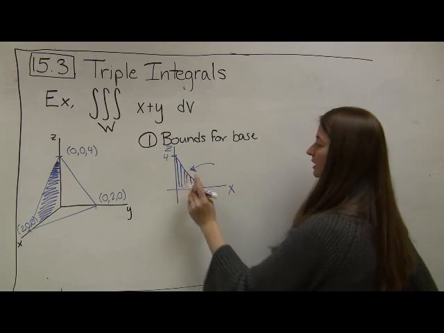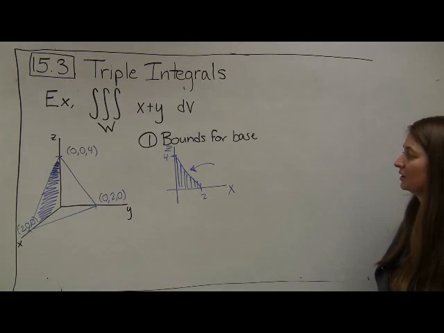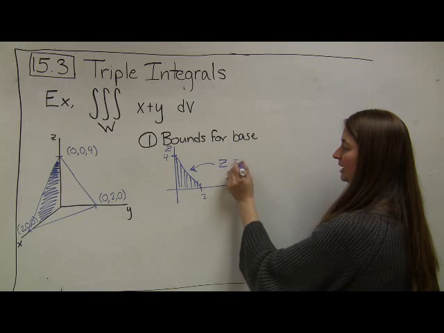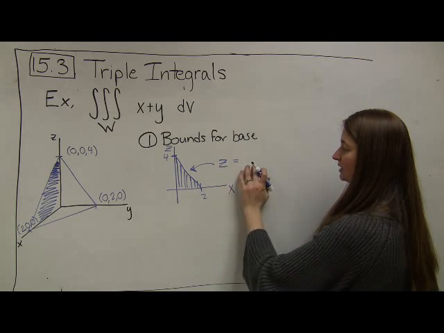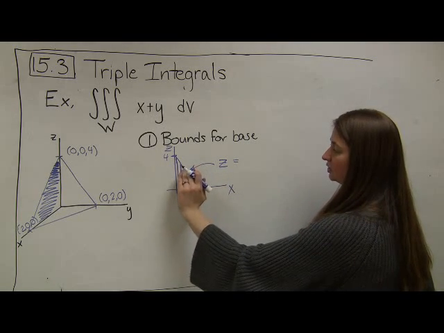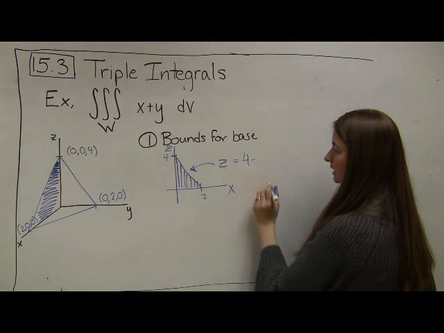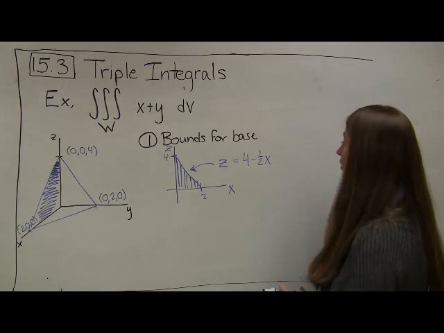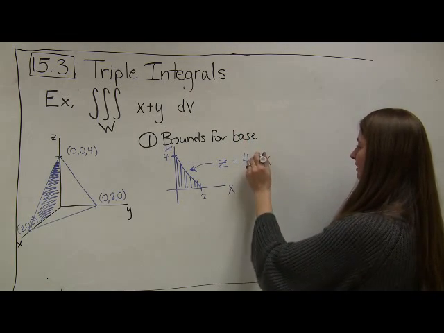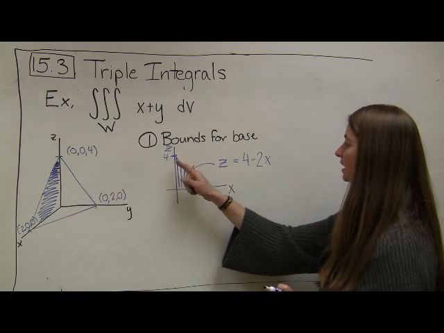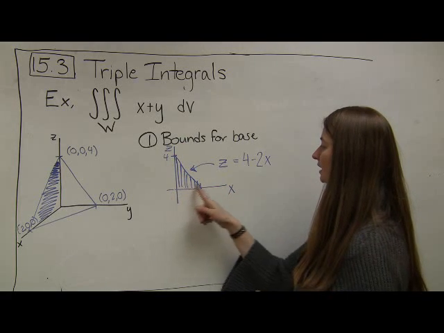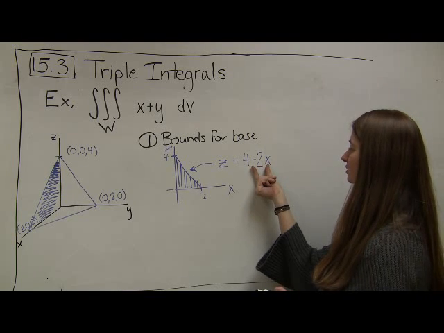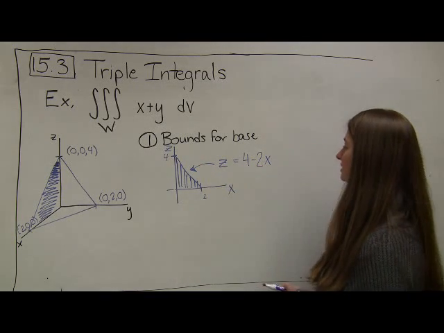So I need to come up with an equation for this line that's the upper part of the function. In this case, the height is given by a function of x. My z's are each going to be 4 minus 2x. Sorry, my slope is -2 here. I'm going down 4 and over 2. 4 divided by 2 is 2, so I get a -2 slope, and my z-intercept is 4.